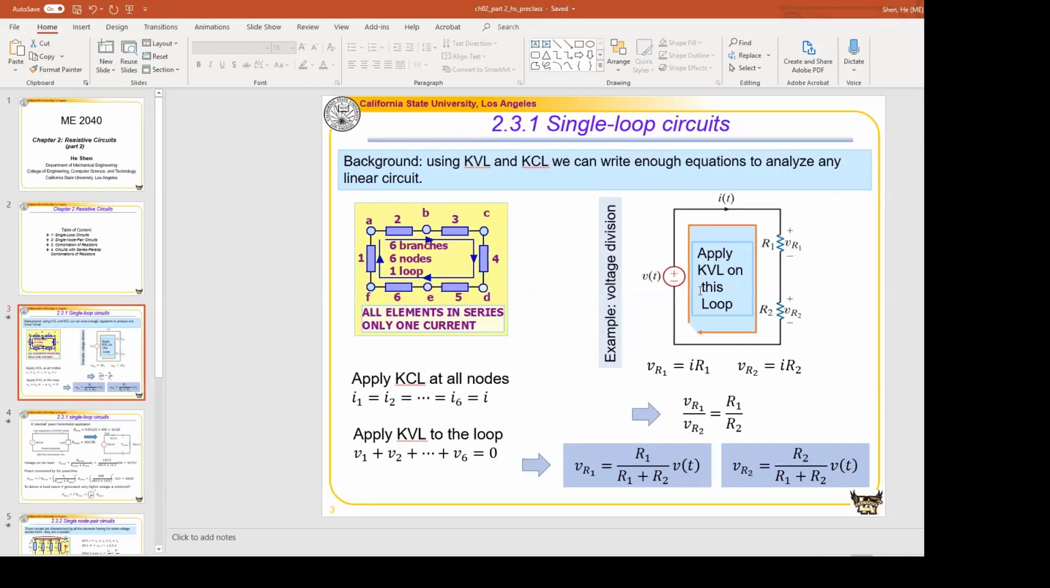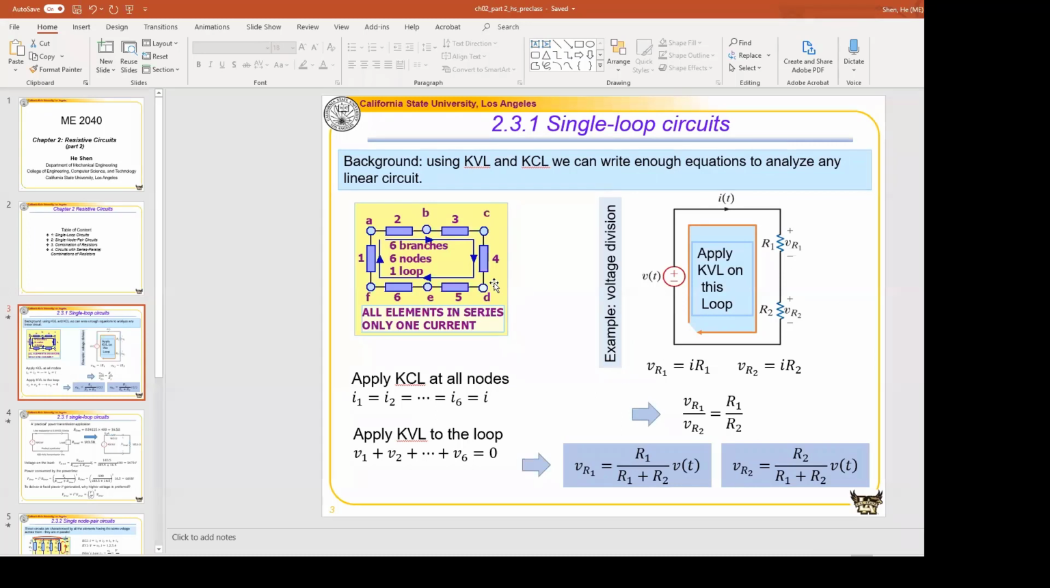First, let's look at a single loop circuit. So over here, I provided a single loop circuit. This circuit contains 1, 2, 3, 4, 5, 6 elements, and they're all connected together to form one single loop. This is called a single loop circuit.